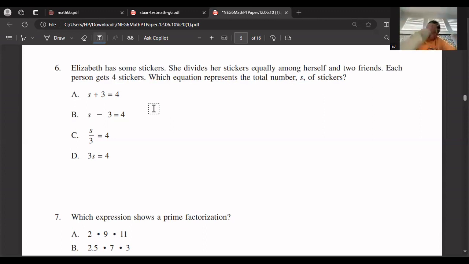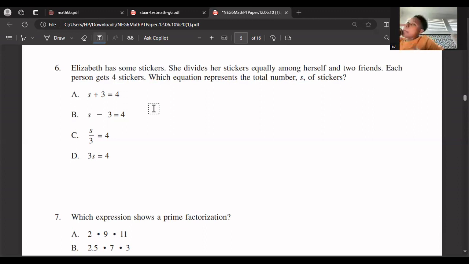All right, I've got to explain this. It's very simple. She divides the stickers equally. S divided by 3 equals 4. Look at option C there. Oh, I did not know.